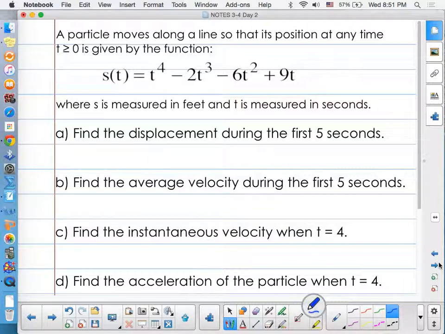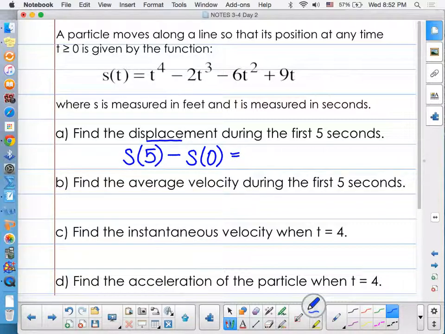When they ask for displacement, they're simply asking from 0 seconds to 5 seconds, what was the change in location or position? To get that, we want to think about, well, where was the particle located at 5 seconds? And then where had it been at 0 seconds? There's no dividing here. They're not asking us for an average rate of anything. They're simply asking us for a change in place or a change in position.